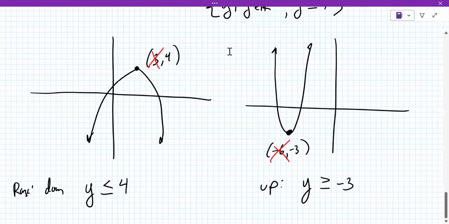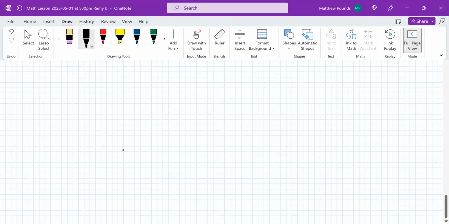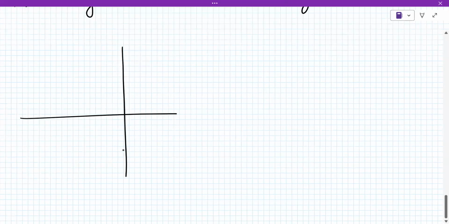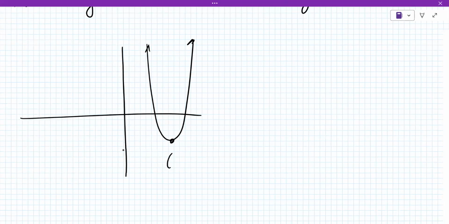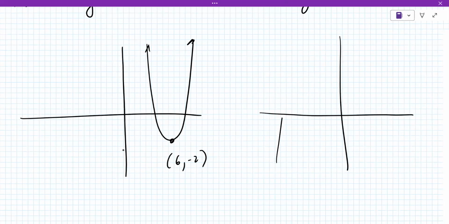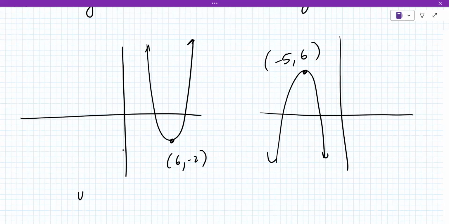Okay. So for the next 2 problems I give you, I want you to ignore the x value. Just ignore it. Be like, nope, don't care. Okay. So I want the range for both of these.